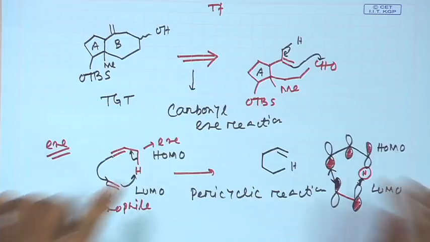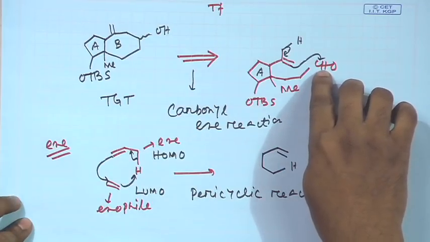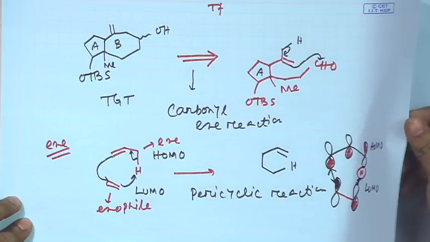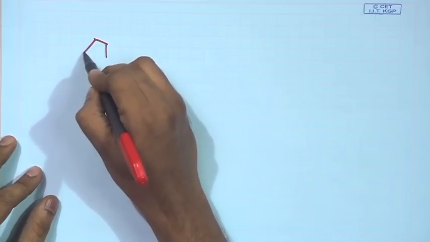So, in principle this is a very important reaction. It is named the carbonyl ene reaction because one part is a carbonyl compound, the carbonyl compound acting as the enophile. Fine. So, now we will explain the starting material or intermediate which we have just drawn.